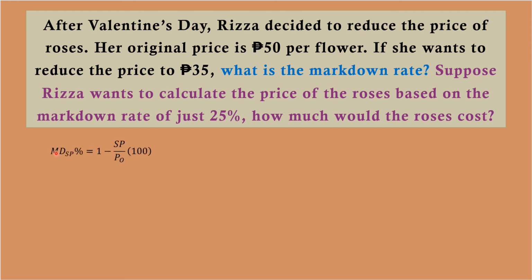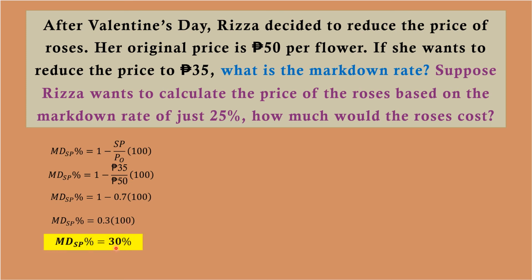With that, we'll be using this formula. Markdown rate based on the selling price is equal to 1 minus the selling price divided by the original price, times 100. Then let's substitute. That is 1 minus the selling price 35 pesos over the original price 50, times 100. In this case, we'll first divide the two, 35 divided by 50, that is 0.7. And with that, we will subtract 1 minus 0.7, that is 0.3, and then multiply by 100, that is 30%. And this is now the markdown rate.